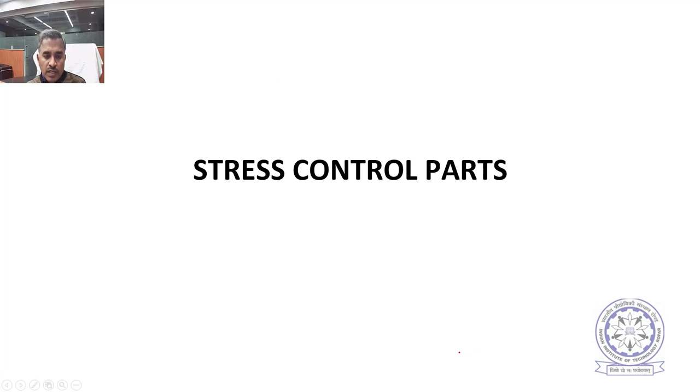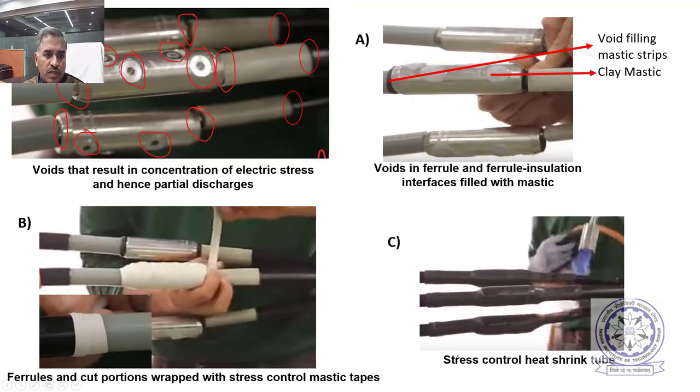Yeah, next topic is stress control parts. So for stress control, the voids that result in the concentration of electrical stress and hence partial discharges are to be filled actually. So here you can see there are voids in several places. Where the shear bolts have gone, there are also some voids. So these have to be properly sealed.